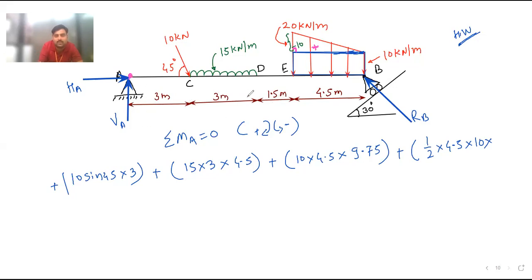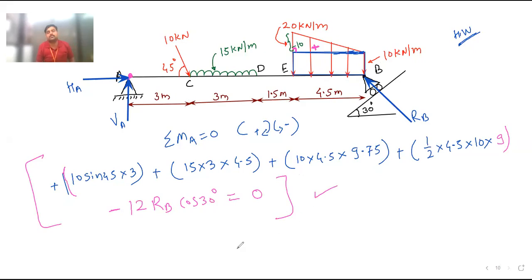So it will be 3 plus 3, 6 plus 1.5. It is 7.5, 7.5 plus again 1.5. Here is the CG. So it will be 9. And then after this, here you have to resolve this RB, and the cos component of RB will be there for the total distance. Total distance is 4.5 plus 1.5, it is 6 plus 9, 12. So it is minus 12 RB cos 30 is equal to 0. So this is your equation. If you got this equation, then your answer will be correct.